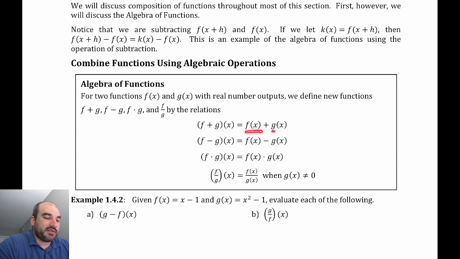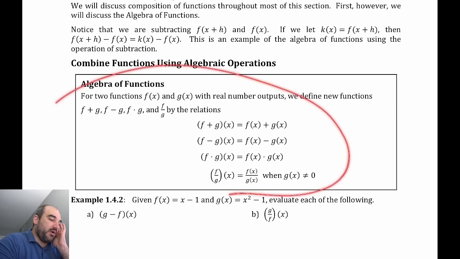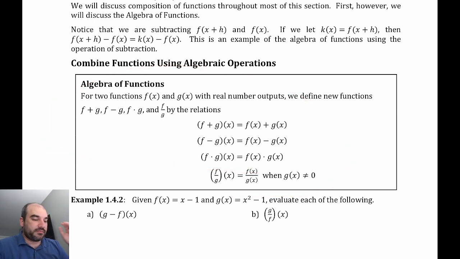Instead of writing f of x plus g of x, writing the of x part twice, we'll just separate that out, and just write f plus g. Same thing with f minus g, f times g, and f divided by g. So this whole box is just notation. What the f plus g and f minus g, all of those represent in terms of the individual functions f and g.